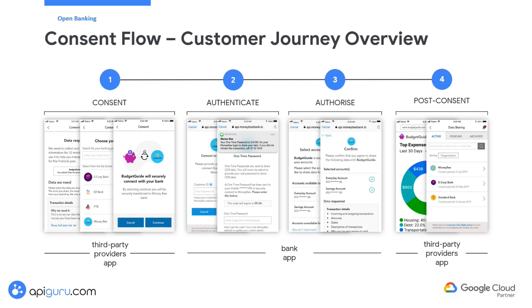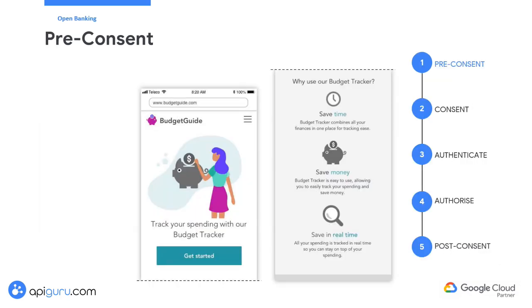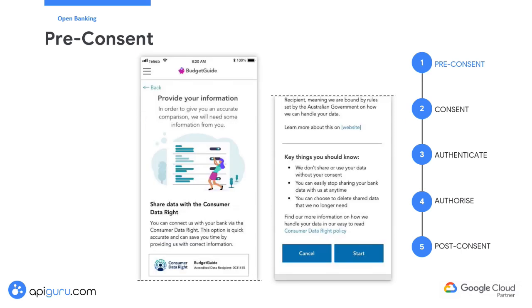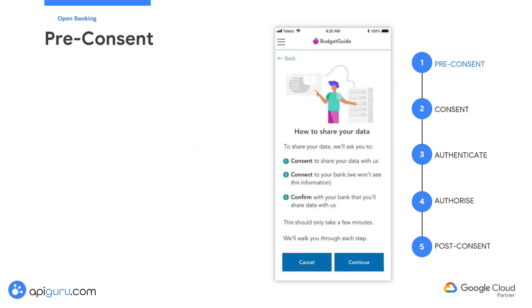Let's walk through the process step by step based on an example. In the pre-consent flow, the third-party provider showcases the benefits of the product, which is, in this example, a budget guide. The consumer then logs into the budget guide. The budget guide provides upfront information about the open banking initiative, which in this example is Australia's Consumer Data Rights Regulation. The guide informs the consumer about the expected duration of the consent flow and outlines the steps involved.